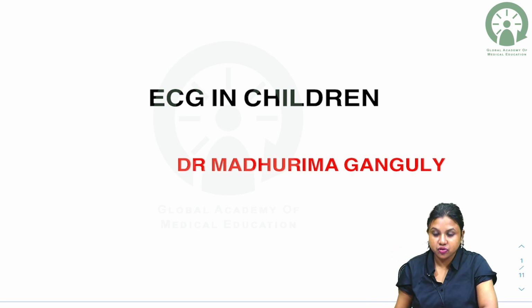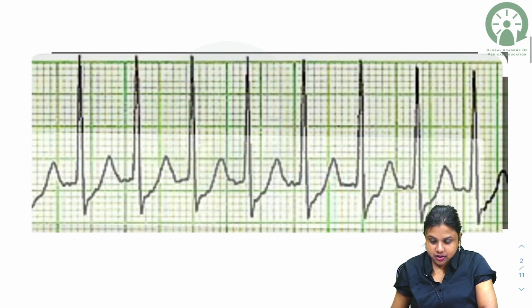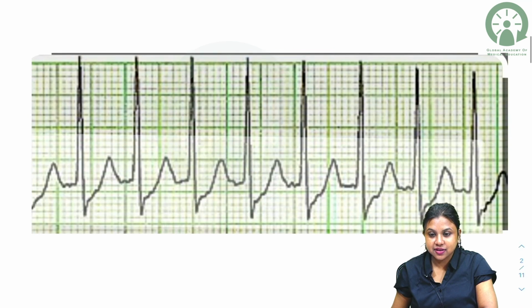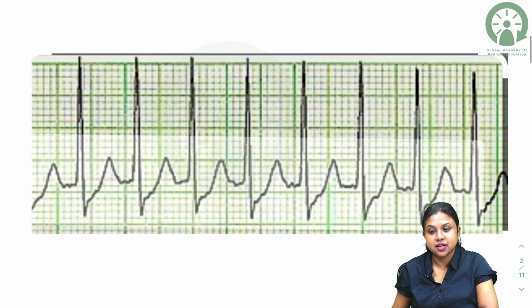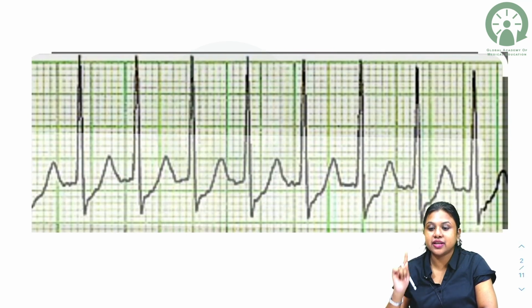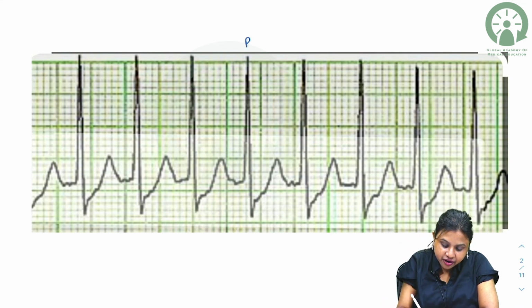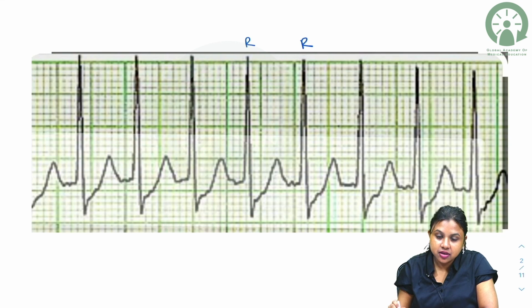So let us start with our first ECG of the day. So can you see this? The first thing that strikes us is the tachycardia. See, this is the RR. So there is tachycardia, there is regular rhythm. So regular rhythm, tachycardia, along with presence of P wave.